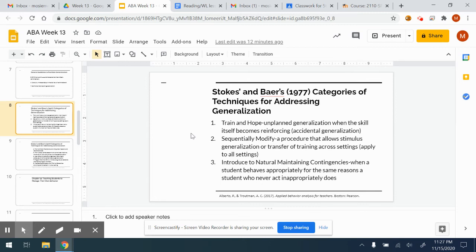We want to make sure that we introduce natural maintaining contingencies. So when a student behaves appropriately for the same reasons that a student who never acts inappropriately does, then we've reached that point of generalization. So when things become more intrinsically motivating, or when a student is just motivated to do their work because they'll get a good grade, the same way that we're motivated to go to work because we get a paycheck. So we want to start to see them be motivated and naturally reinforced by the same thing that reinforces other students who don't have the same concerns in behavior.